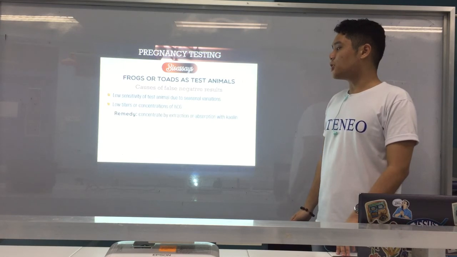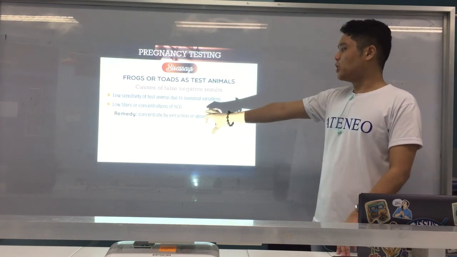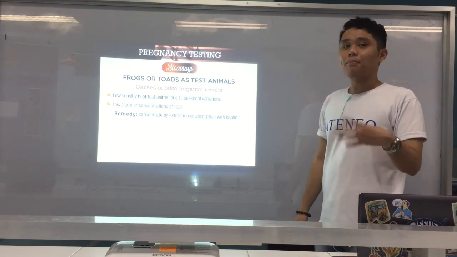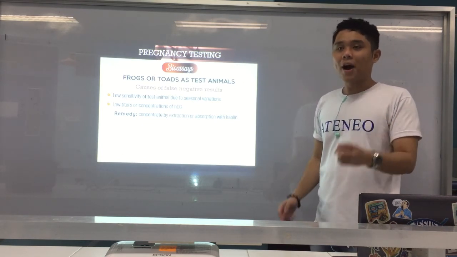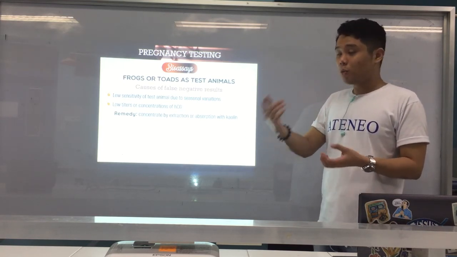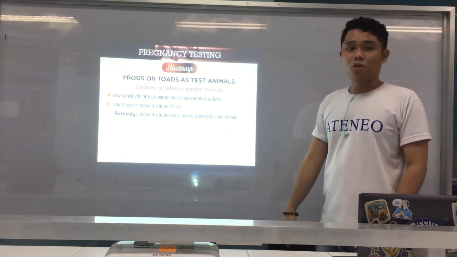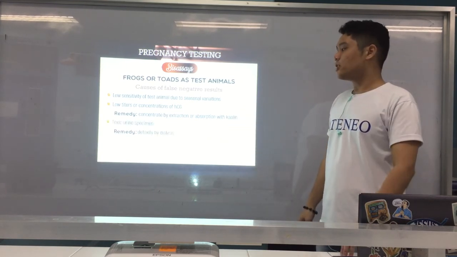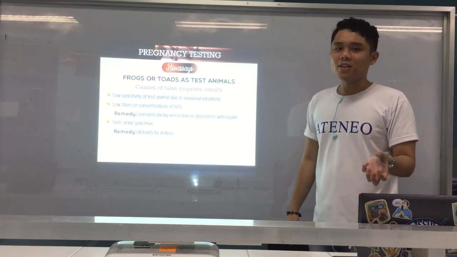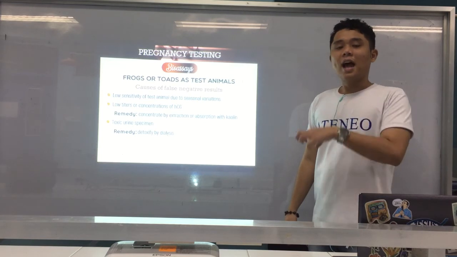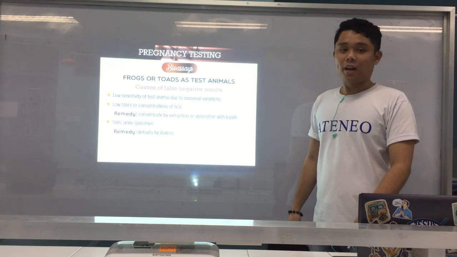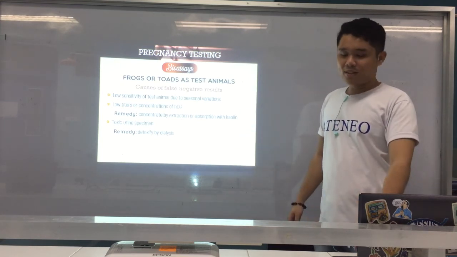Alright. Low titers or concentrations of HCG. So what we do is we concentrate by extraction or absorption with kaolin. So for example, in early pregnancy, the HCG levels are not yet high, so you want to increase the concentration. Okay. And toxic urine specimens are detoxified by dialysis. For example, patients with kidney failure cannot detoxify, so that could alter the production of sperms or eggs by the frogs. Okay, so those are some of the false negative results.